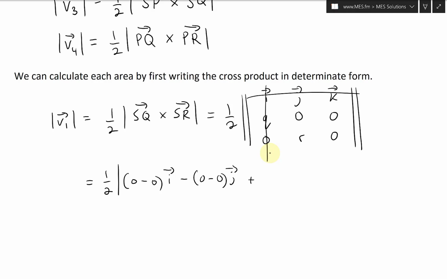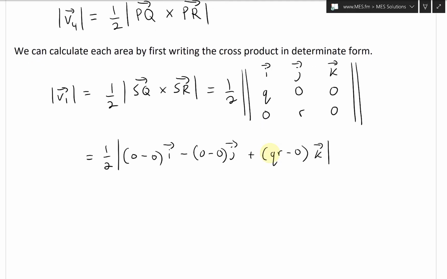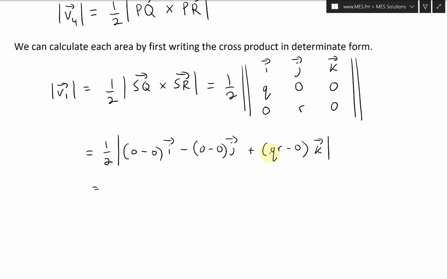plus, and then this is from here, across this one. That's going to be QR and then 0 times 0. So we'll get a Q times R minus 0, and this is the K vector, like that. Yes, we block it off like that, erase this, and now we have this. And all these vanish, so we're just going to have a 1/2, and then the length of the component QR K vector, the standard basis vector.